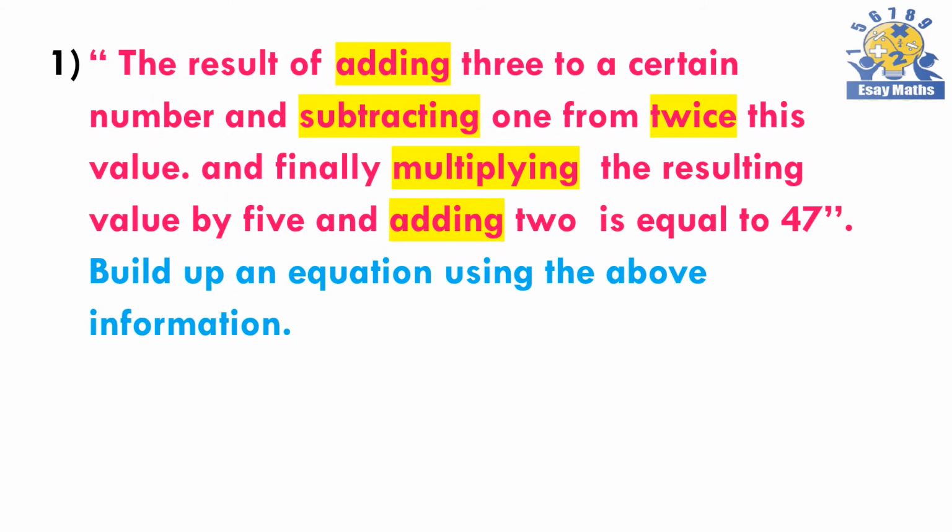The result of adding 3 to a certain number and subtracting 1 from twice this value and finally multiplying the resulting value by 5 and adding 2 is equal to 47. Now we are going to build up an equation. By building up this equation, you can get an idea where we can use these various types of brackets.